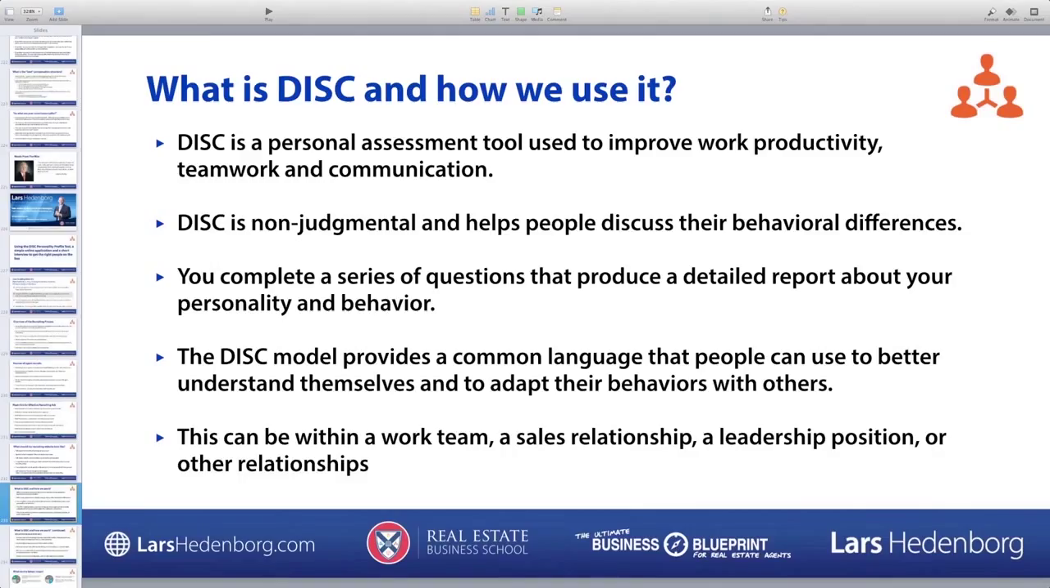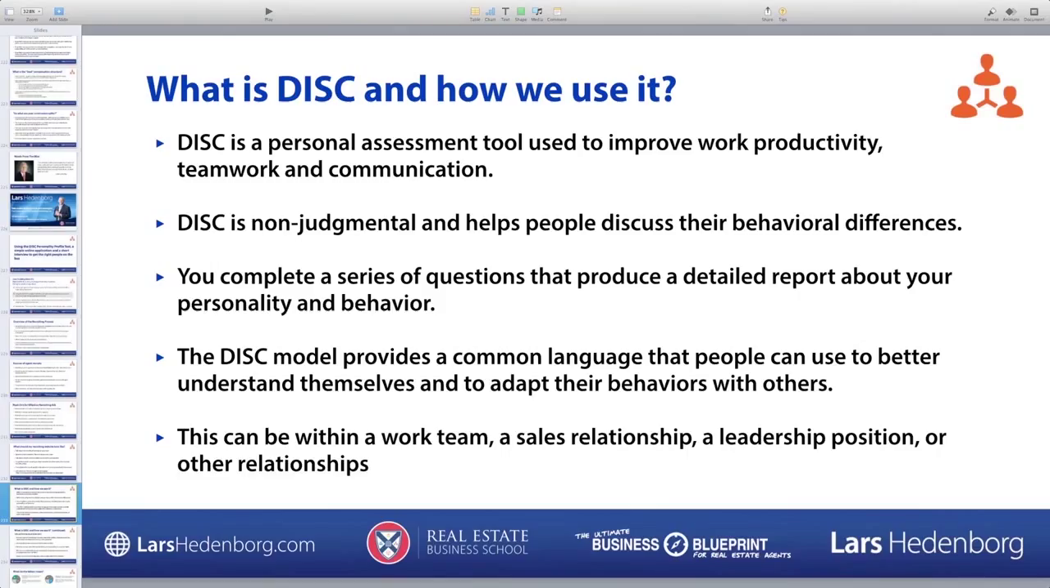DISC is a personal assessment tool used to improve work productivity, teamwork, and communication. It's non-judgmental and helps people discuss their behavioral differences. We actually all took that Tony Robbins DISC test and we all reviewed it as a team and went through a series of exercises around our personality profiles at a team offsite that we had last summer.